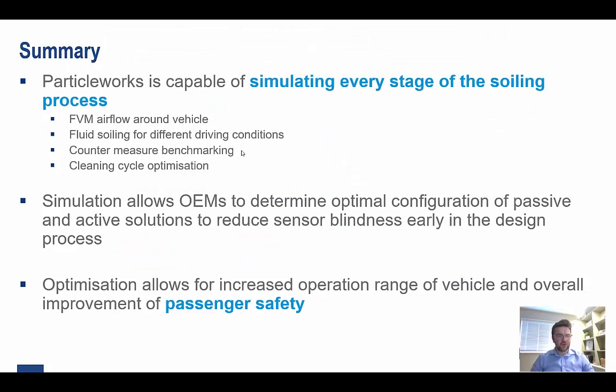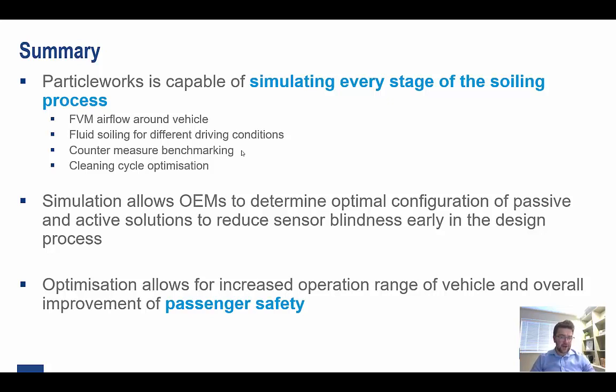So overall, to summarise, ParticleWorks is capable of simulating every stage of the soiling process. That includes the FVM airflow around the vehicle and any subsequent airflows for different driving scenarios and different countermeasures. We can simulate the fluid soiling for any number of different driving conditions, as we've already explained.